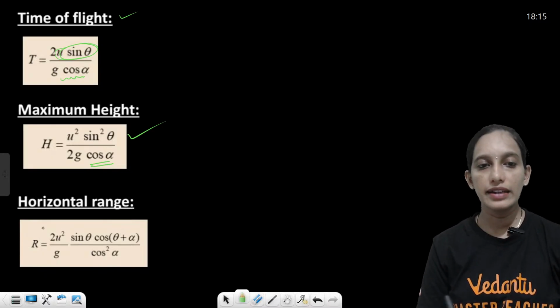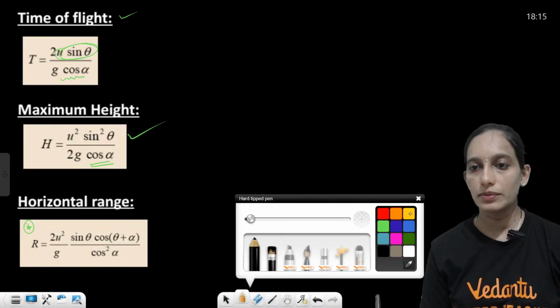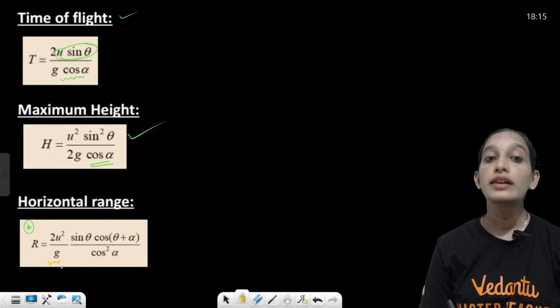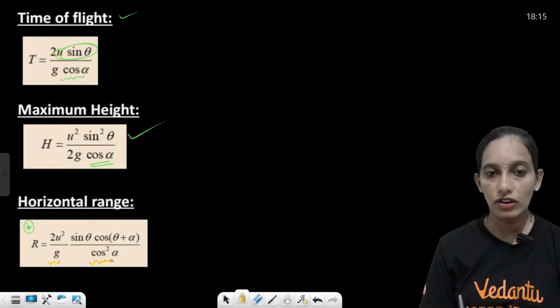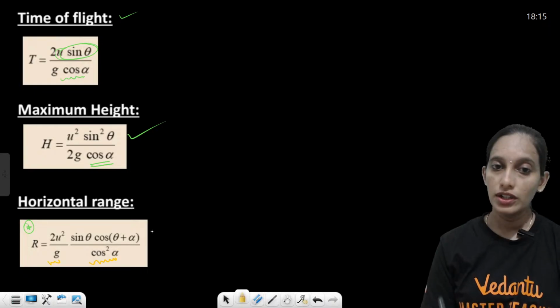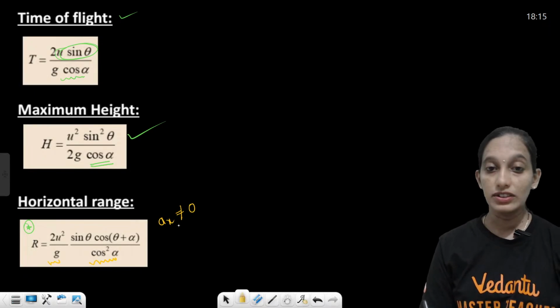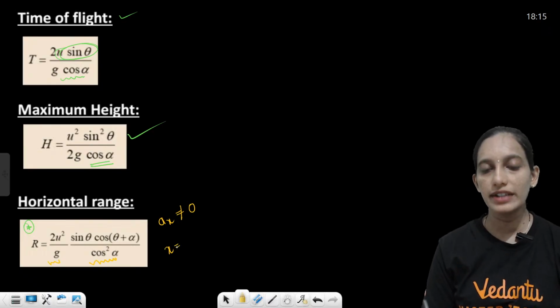Okay, and then I think we were discussing this range. What did we discuss in range? 2u square by g sin theta into cos theta plus alpha by cos square alpha. I have told you how to get this equation. Here, acceleration along x-axis is not equal to 0. Okay, range means maximum horizontal distance.